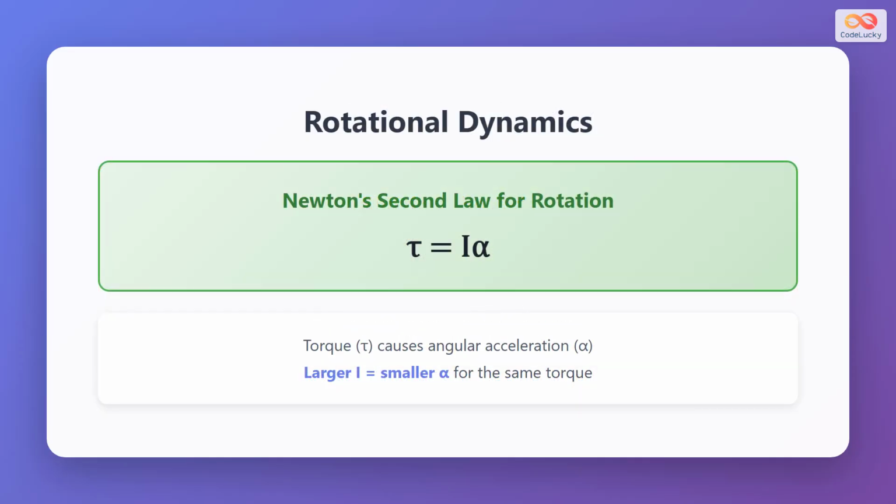Moment of inertia plays a central role in rotational dynamics through Newton's second law for rotation. Torque equals I times alpha. This equation shows that torque causes angular acceleration. The key insight is that for the same applied torque, a larger moment of inertia results in smaller angular acceleration. This is exactly analogous to how in linear motion, a larger mass results in smaller linear acceleration for the same applied force.